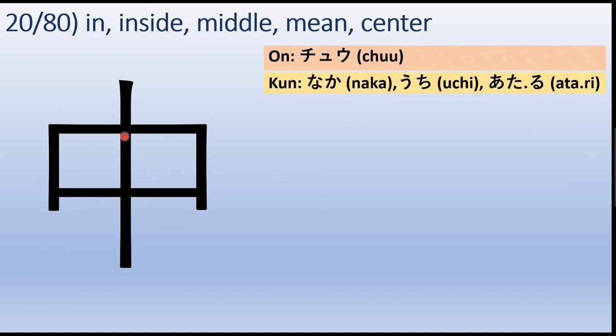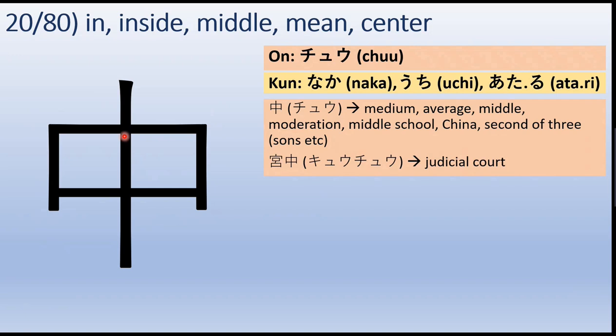This is the kanji for that. In on, we have chu as the reading, and in kun, we have naka, uchi, or atari. Chu means medium, average, middle, moderation, middle school. It also represents China and second of 3, for example, sons, etc. This is Kyu Chu, which means a judicial court.